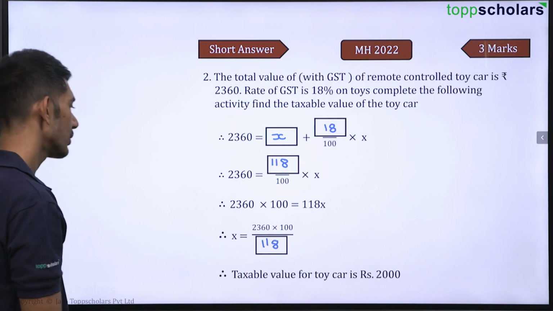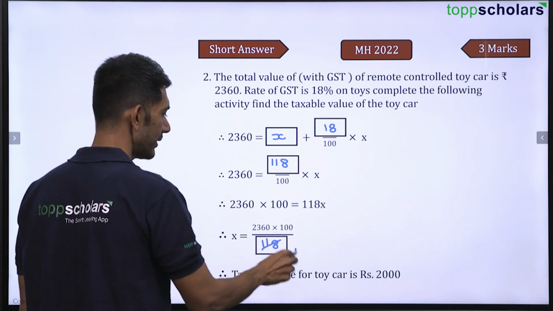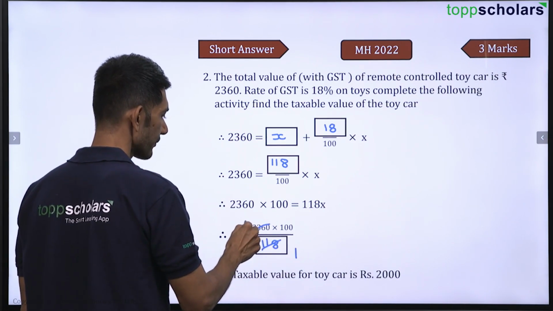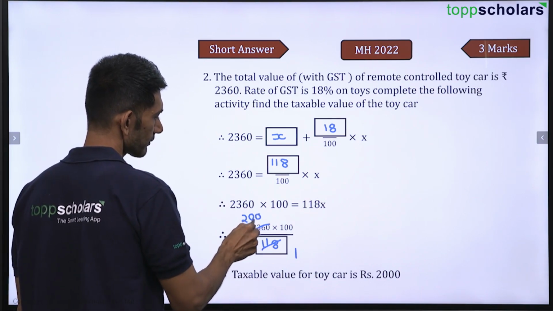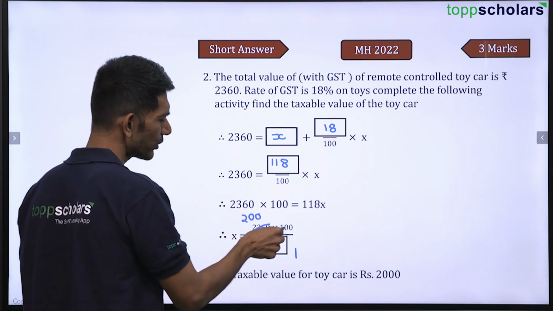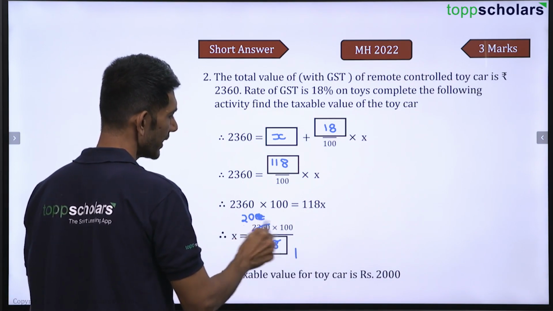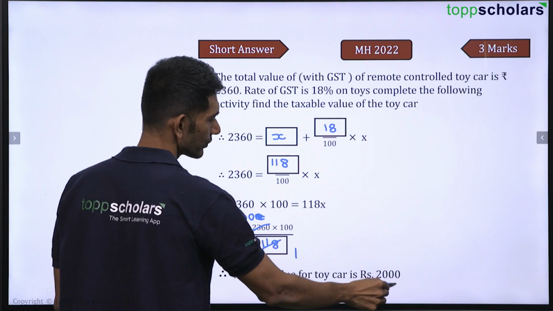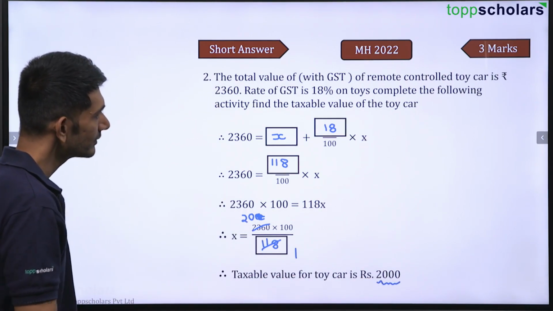Just solve it. Okay, they have already given the answer. So basically what they're trying to say is, if you cancel it, 200 into 100 is, this is 20, not 200, 20. 20 into 100 is 2000. So yeah, 2000 is the actual price.